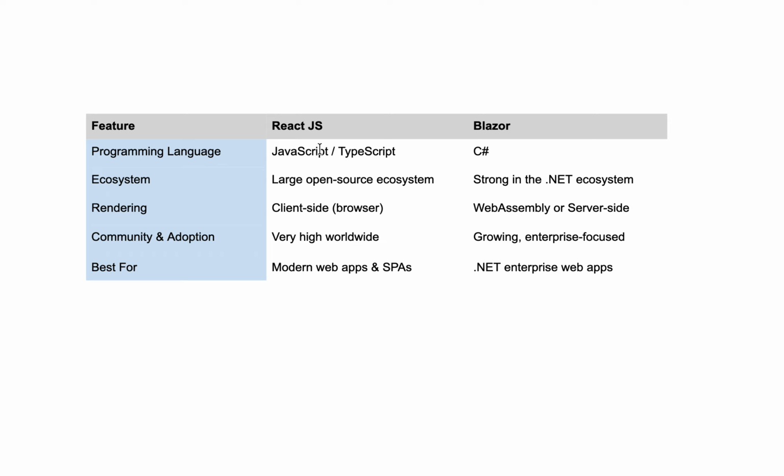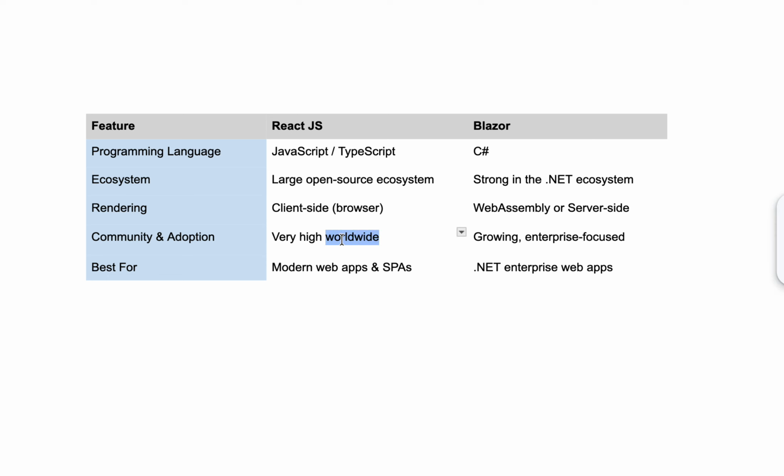React.js can be written in JavaScript or TypeScript. On the other hand, Blazor uses C#. React.js has a large open source ecosystem. Blazor, on the other hand, is built on .NET, which also has a very significant ecosystem. React.js is client-side, browser-based. On the other hand, Blazor is rendered via WebAssembly.